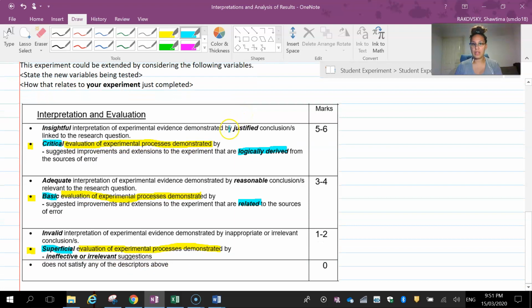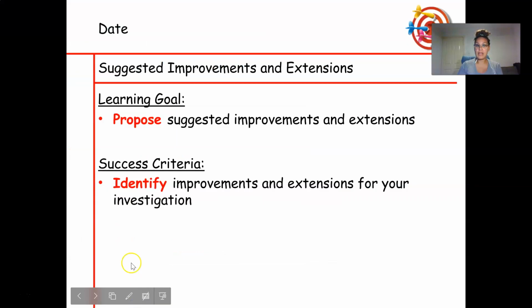Okay, so that's what we are looking for in interpreting just that dot point there, the second part of your interpretation and evaluation. Okay, don't forget to pause, stop, rewind, rewatch, so that you can analyze, so do what we're doing, identify improvements and extension for your investigation. There you go. Okay, thanks everyone, bye.